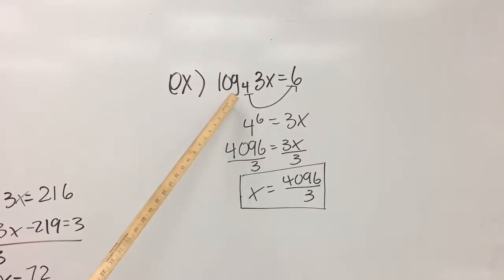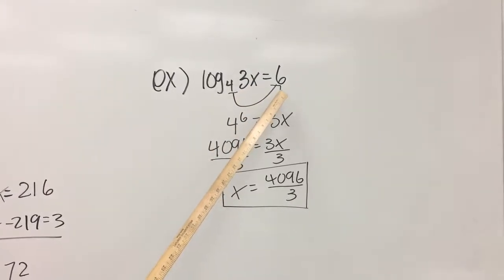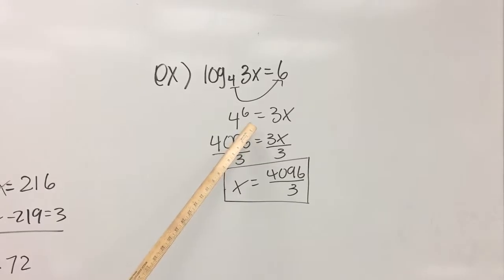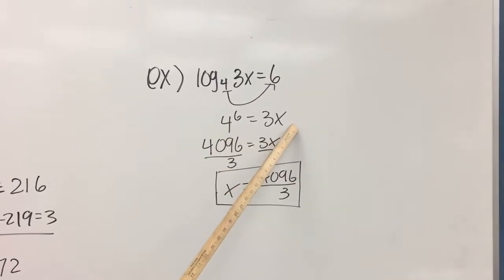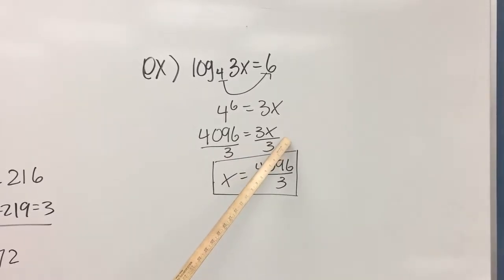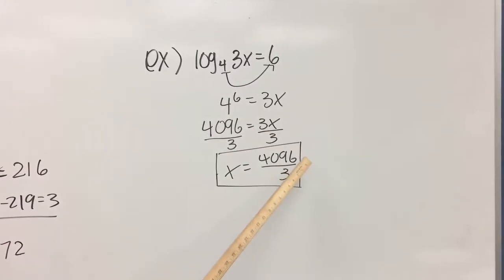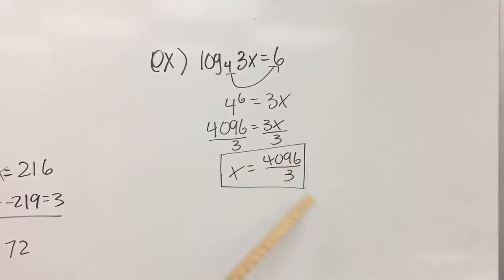So this equation states log base 4 of 3x equals 6. So you get 4 to the 6th power equals 3x. Once you do your math, you get 4,096 equals 3x. You divide both sides by 3, and you get x equals 4,096 over 3.